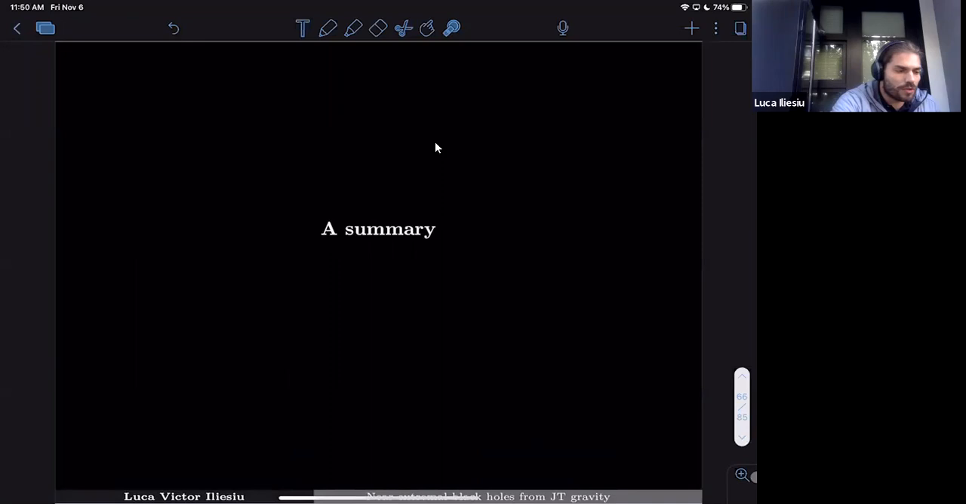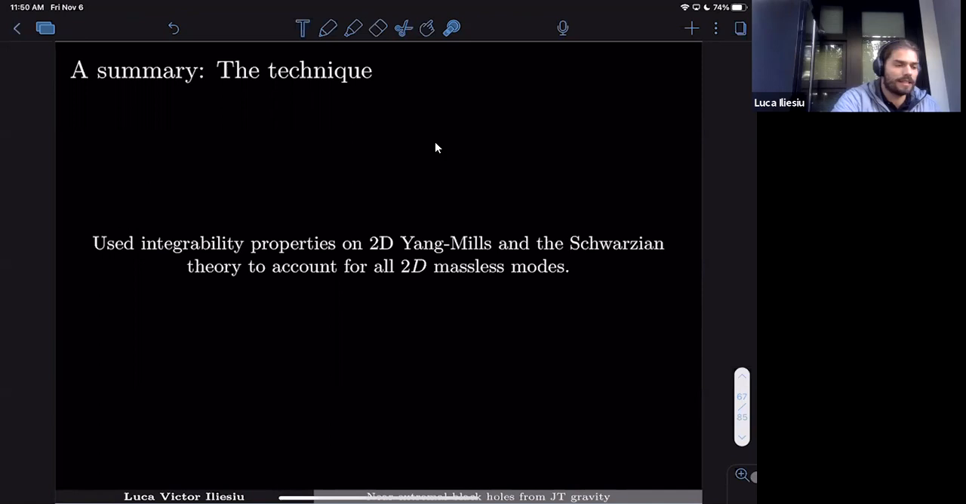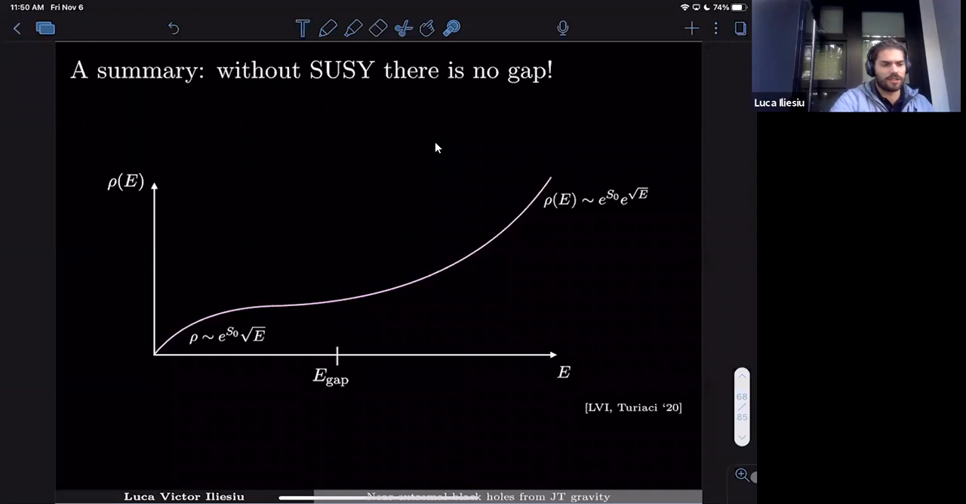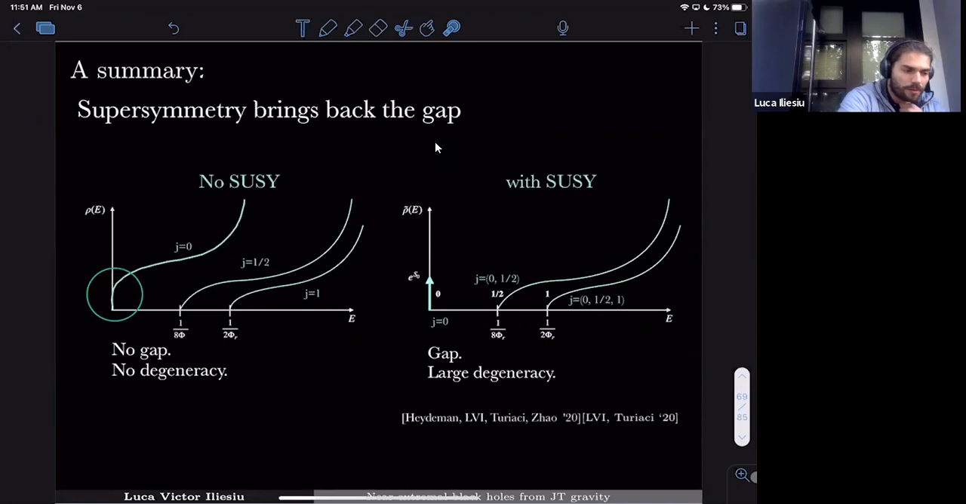So just to summarize, we've used integrability properties of the 2D Yang-Mills theory and of the low energy theory of the SYK models to account for all possible 2D massless modes appearing in the near horizon region. That led us to compute the density of states of such near extremal black holes and to resolve the question of what happens at low energies. So we saw that the spectrum looks smooth and starts at E equals zero. And this is extremely different from the spectrum with supersymmetry, which has a very large degeneracy at E equals zero and then a large gap.